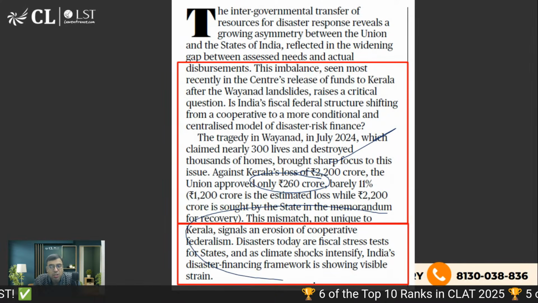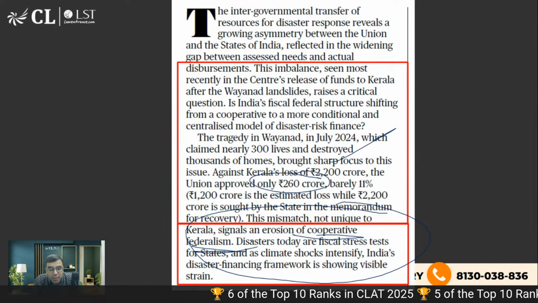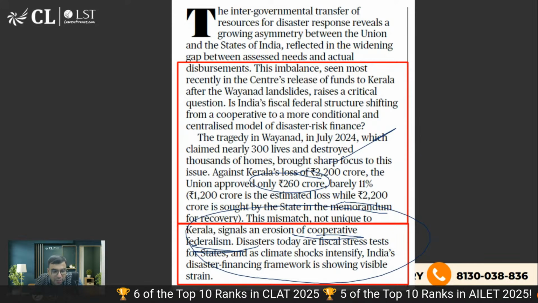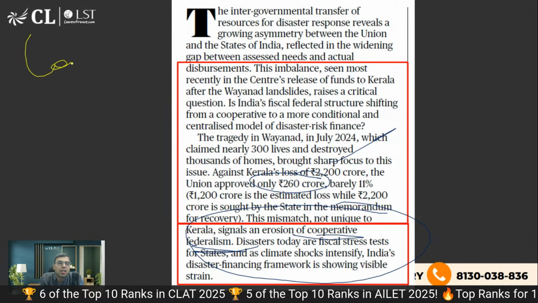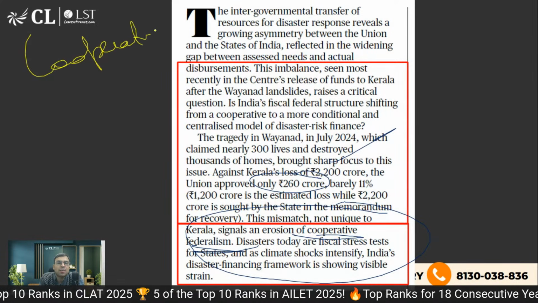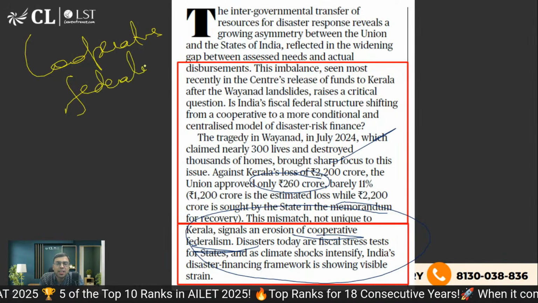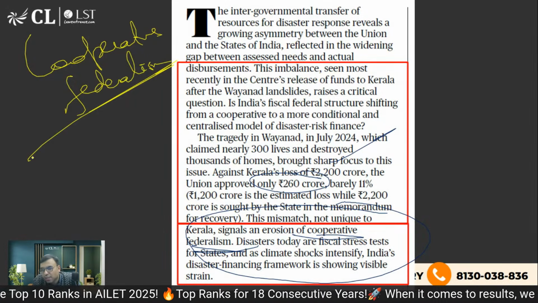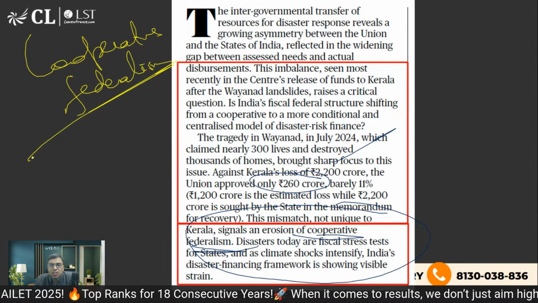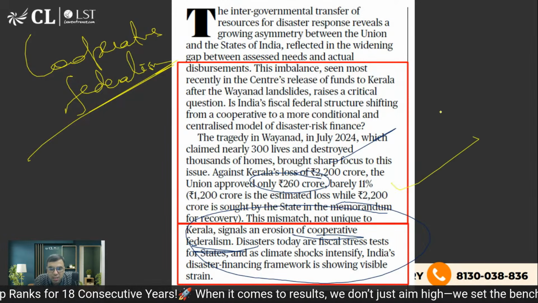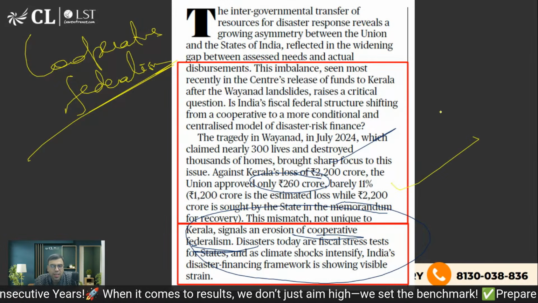The mismatch is not unique. Signals of erosion of cooperative federalism. There's a concept of cooperative federalism. है ना? Cooperative federalism means all the states and the center should cooperate with each other to develop. That's the idea of cooperative federalism. So the author is not very happy, perhaps, that less amount was given to Kerala after the Wayanad floods.